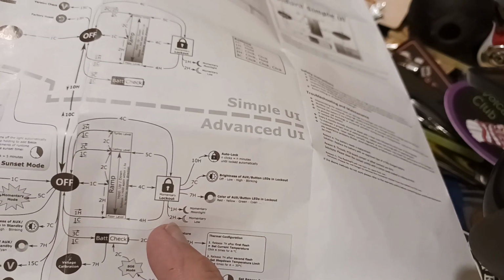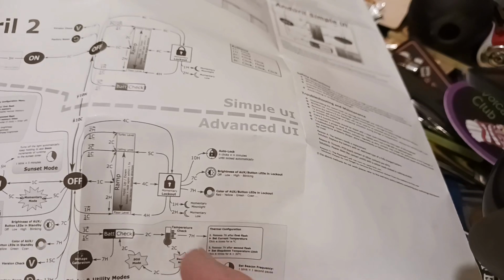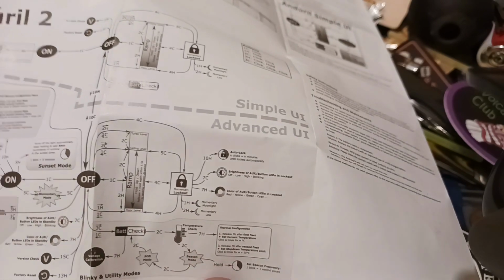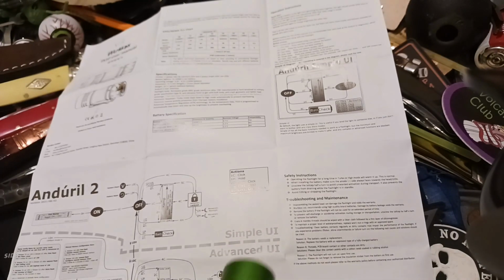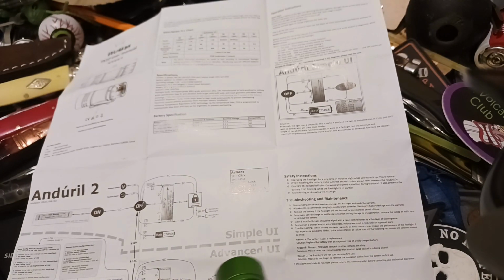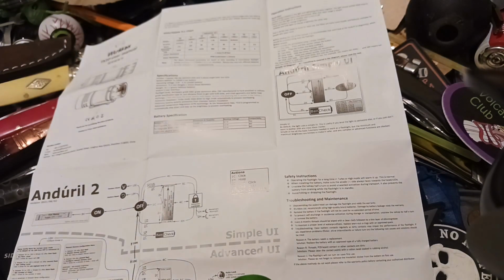And then 1H is momentary. And then 2 is momentary low. So you get like a momentary low and you get low. So let's put it in lockout. 1, 2, 3, 4. Pow.